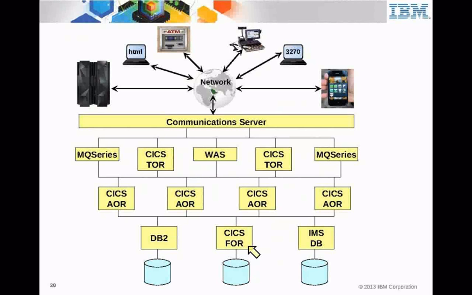For example, there is PSOR, the temporary storage owning region. Right, and so Bruce is pointing out to me that there are also types of regions called temporary storage regions. So FOR, file owning region, AOR, application owning region, and TOR, terminal owning region, are examples of separating the functionality of the CICSs.